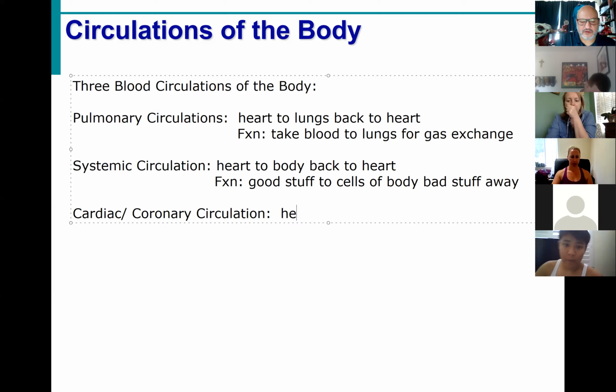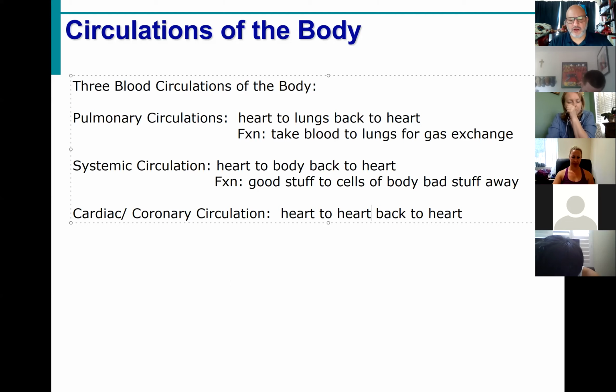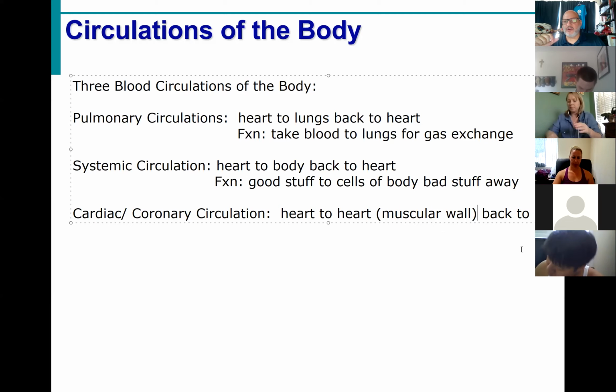All right, so that goes from the heart to what? The heart. Yeah, to the heart. And then, of course, back to the heart. Well, that doesn't seem to make a lot of sense. But really, in this case, when we're talking about the heart, we're really talking primarily about the muscular wall of the heart. And then back to the heart chambers, right? We're really talking about from heart chamber to the muscular wall of the heart and back to the heart again.